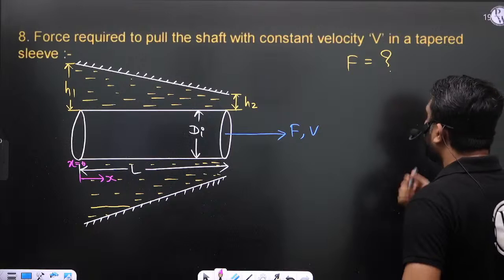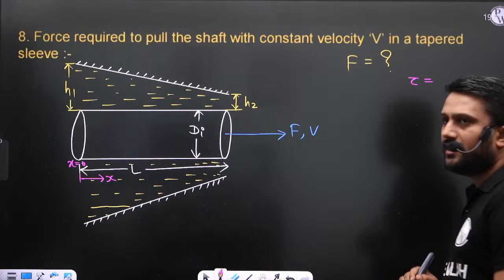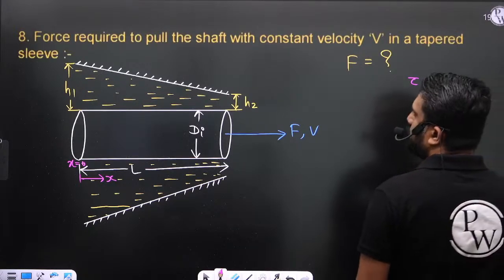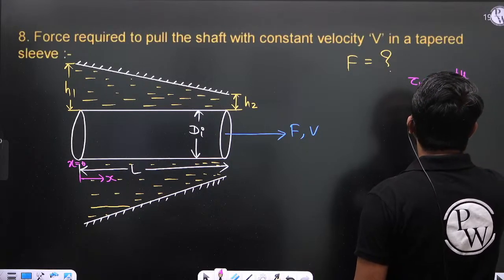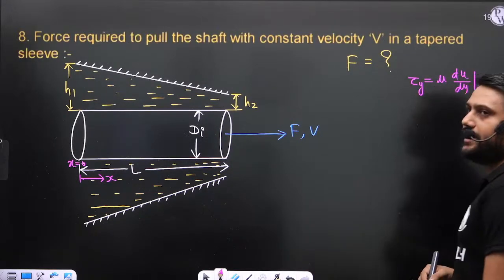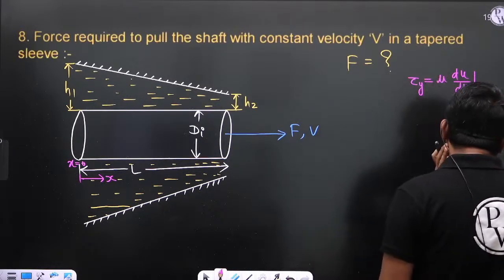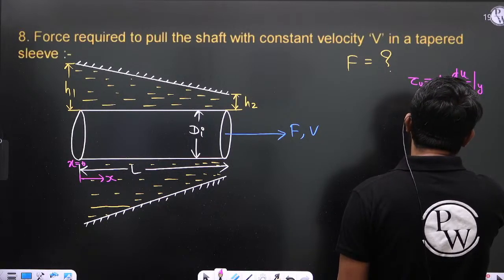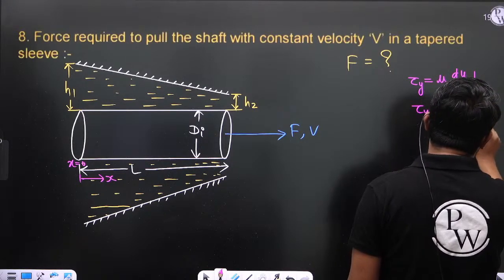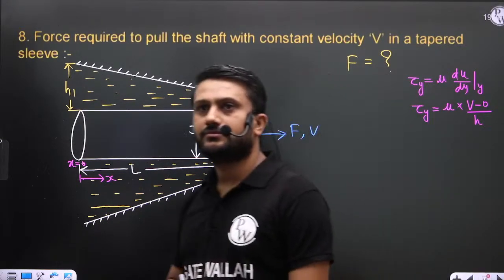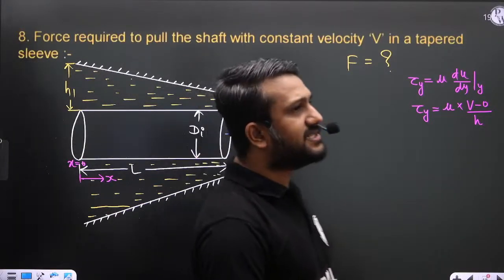So if I'm talking about the shear stress, the tau from Newton's law of viscosity, shear stress we can write as mu du by dy, right? Shear stress at any layer is equal to mu du by dy at that layer. And if we assume a linear velocity profile, then tau at any y is equal to mu into (v minus 0) divided by h.